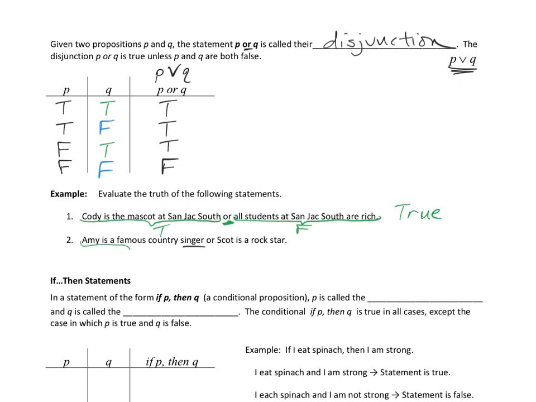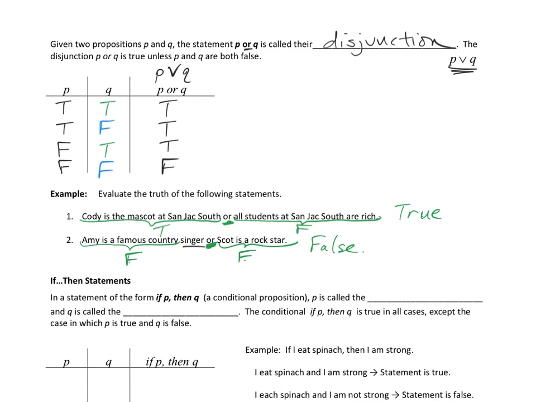Now for the second one, you don't know Amy and you don't know Scott, but they are both professors for math, and neither of them is what it says in this statement. So Amy is a famous country singer, that's not true. Scott is a rock star, also not true. We are joining them together with the OR, and that means since they're both false, the entire statement for number 2 is false.